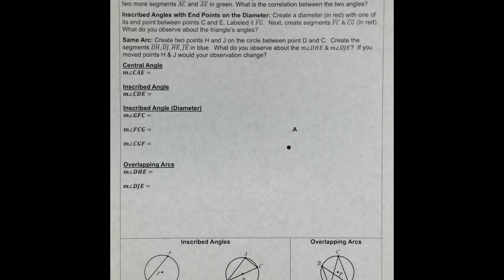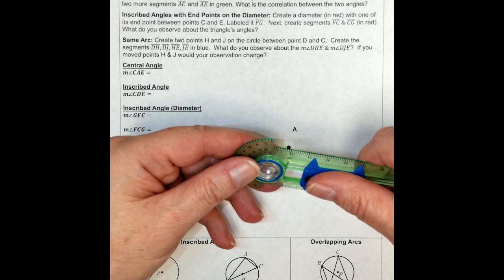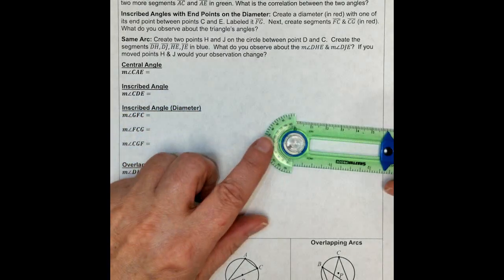Alright students, today we're going to talk about inscribed angles. We've already seen inscribed triangles, and I talked about inscribed angles the first day. Now we're going to talk about a couple different types of inscribed angles. The first thing we're going to want to do is create a circle with a radius of 6 centimeters. Alright, so here we go.